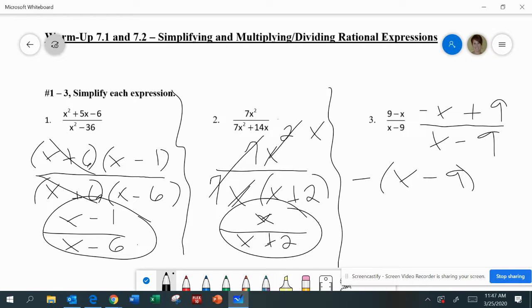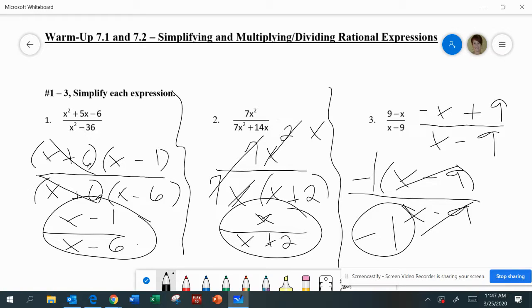So when I FOIL back, that would be -x plus 9 in the numerator. Denominator, well, we now have a -1 times x minus 9 all over x minus 9, and they cancel. So this just is left with -1. So hopefully that's a good reminder of how we simplified rational expressions.